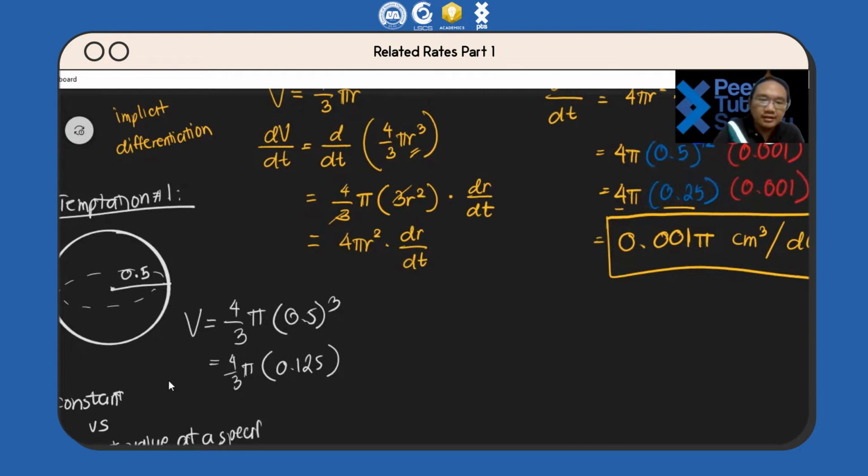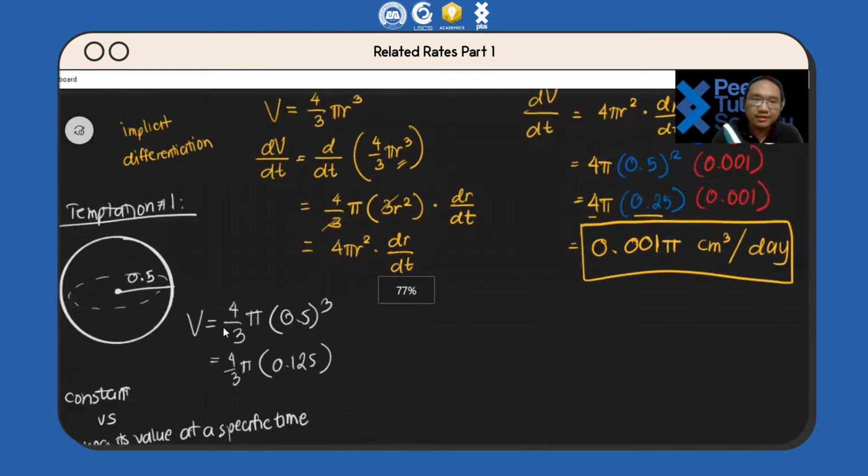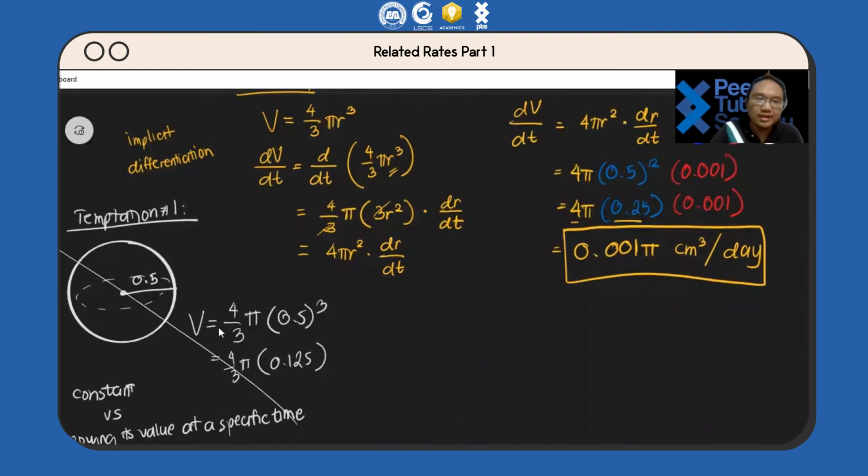So that is why in the figure, we opted to use the variable r instead of having a 0.5 right here. Because again, this 0.5 over here, we cannot overemphasize this, it's just the value of a variable at a specific point in time. It does not refer to the constant radius of the tumor. It is just a known value at a specific time. So this is a wrong temptation when doing related rates problems.